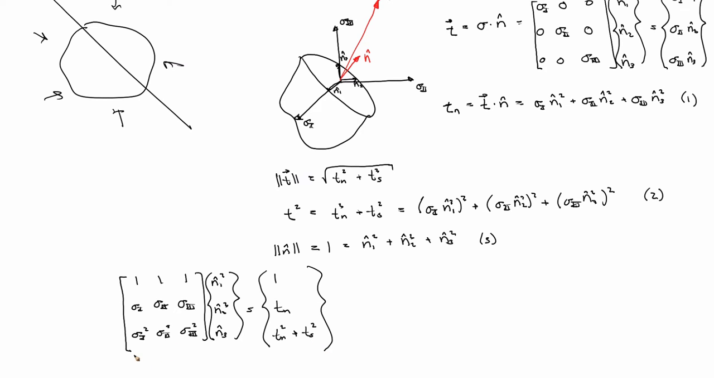So, I mean, you can think of this just like Ax equal to b, right? What's the solution to Ax equal to b? x is equal to what? A inverse b, right?